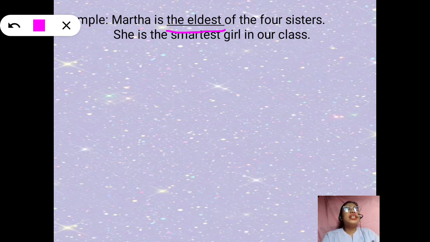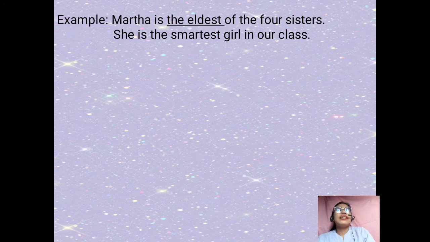Okay, so another example, she is the smartest girl in our class. So, kino-compare siya sa lahat. Siya yung pinakamatalino, siya yung pinakamagaling sa lahat, sa buong klase. That's why we add est. So, smart, it has only one syllable. That's why we add est at the end of the word. And we also use the article the. Okay? Ayan.